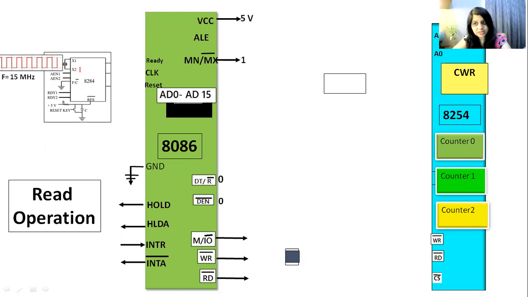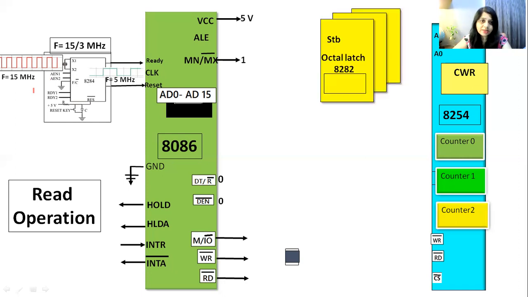Suppose the frequency of this is 15 megahertz, then 8284 divides this frequency by 3 and we get 5 megahertz at the output, which we can connect to the clock of 8086. Suppose we want to apply 10 megahertz to the 8086, then this frequency should be 30. We connect ready of 8284 to ready of 8086 and we connect reset of 8284 to reset of 8086.